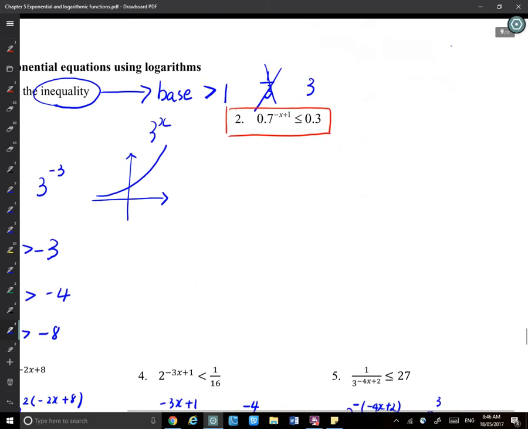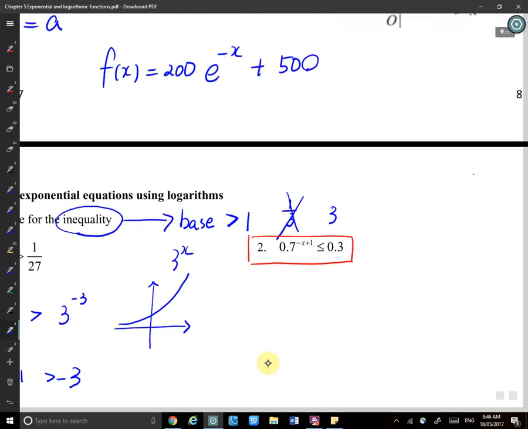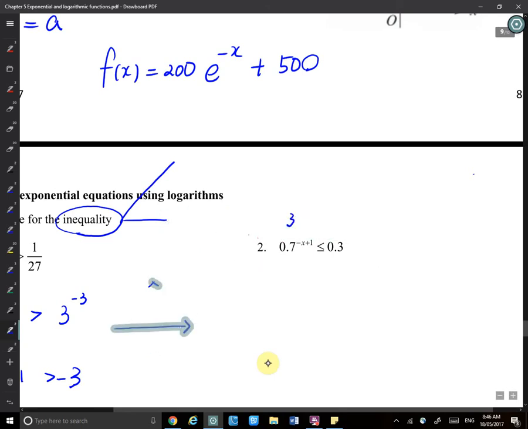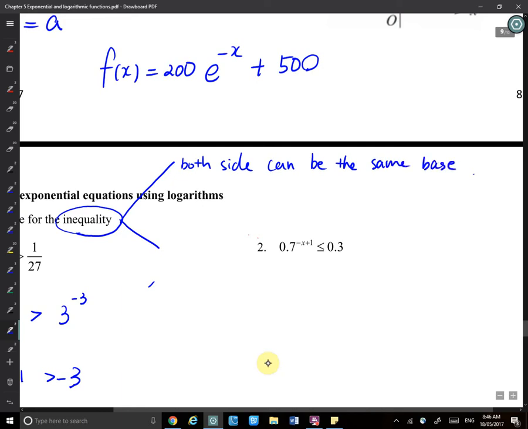So let's have a look at the second type. So to solve inequalities, one type is both sides can be the same base. Also, the base needs to be greater than 1. Second is the base cannot be the same.